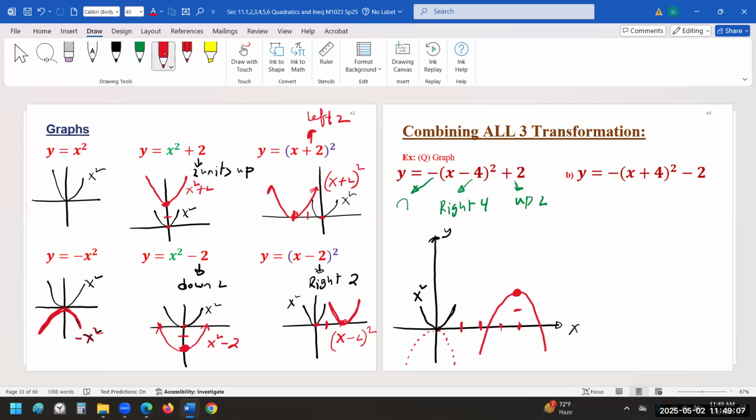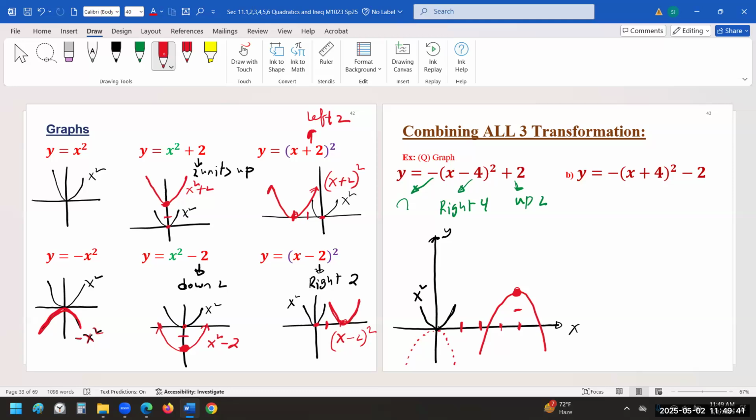And my x-intercepts are not scaled, but it doesn't matter because it says use transformation. It didn't say draw perfectly. So for transformation, it doesn't have to be scaled. The main thing is the vertex, where you are moving your vertex. So what's the position of the vertex? At the beginning, it was 0, 0. But right now, what's the position of this vertex? How many x and how many y? 4 right, 2 up.